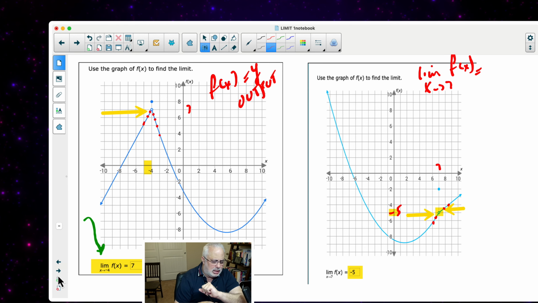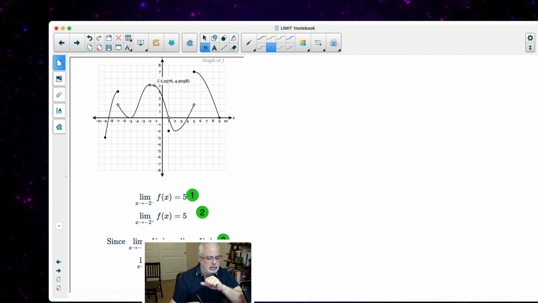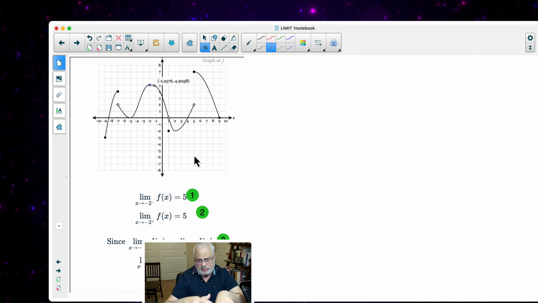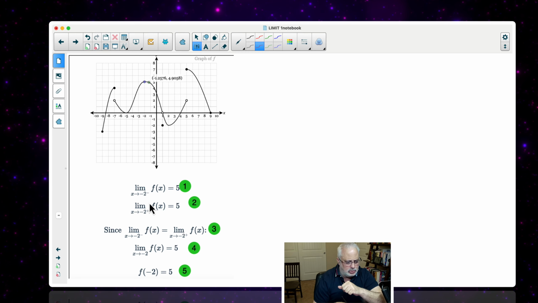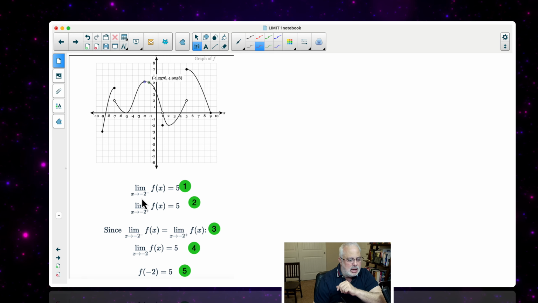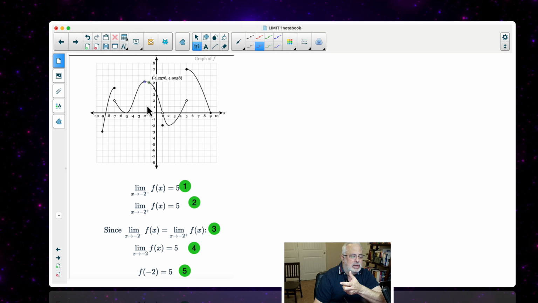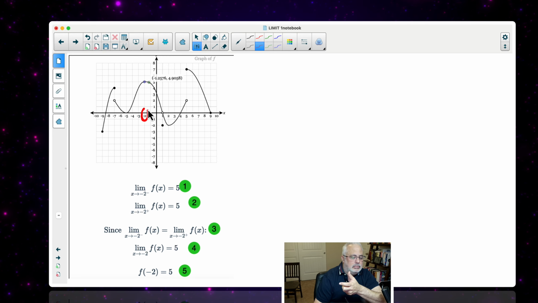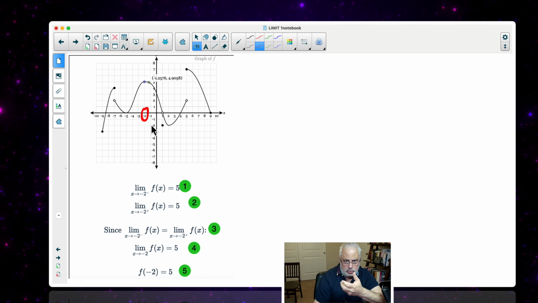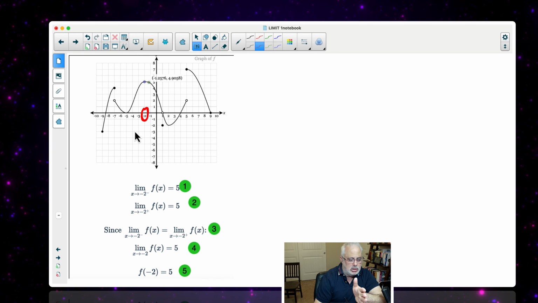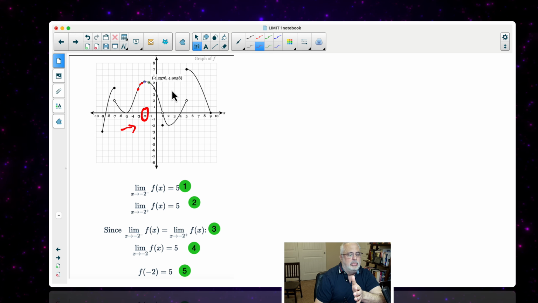Let's see another example here. We have the graph of the function right there, and we can see that they want us to find out what happens with the function when x is approaching negative 2 from the left. So you locate negative 2 right here, and you check what happens when x is approaching negative 2 from the left, from this side. You notice that the function is approaching 5.